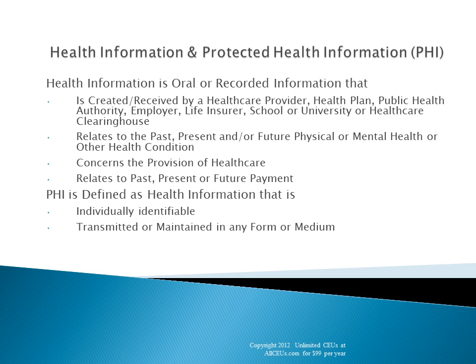PHI is defined as health information that is individually identifiable and transmitted or maintained in any form or medium. So health information is a broad array of things that relate to physical and mental health acquired by pretty much anybody. Anybody who has business asking you that is probably collecting health information. It's protected to the extent that it's individually identifiable.